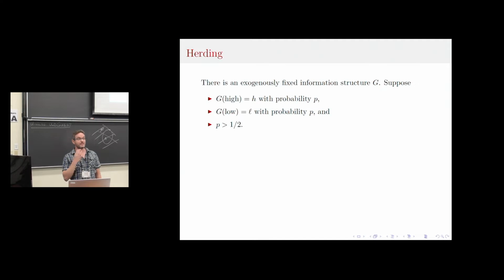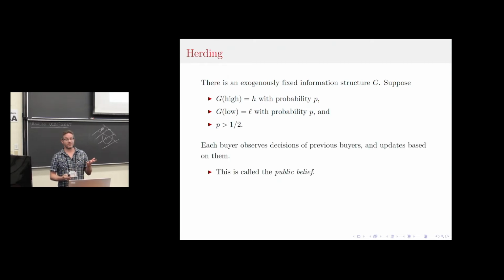Let's suppose it's a symmetric information structure, meaning that when the state is high, the message is high with probability p and low with probability 1 minus p. And when the state is low, the message is low with probability p and high with probability 1 minus p. Okay, so it's informative, but it's not perfect, and it's symmetric on the two sides. Okay, p here is greater than 1/2.